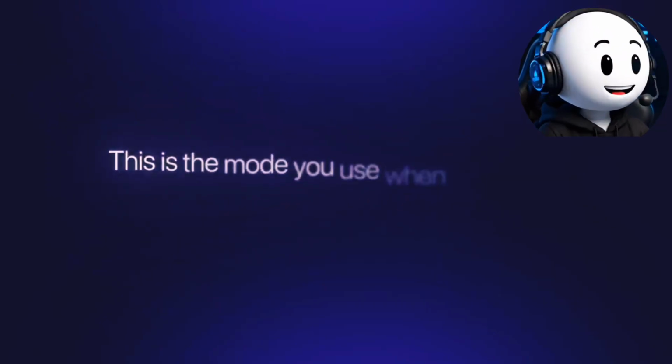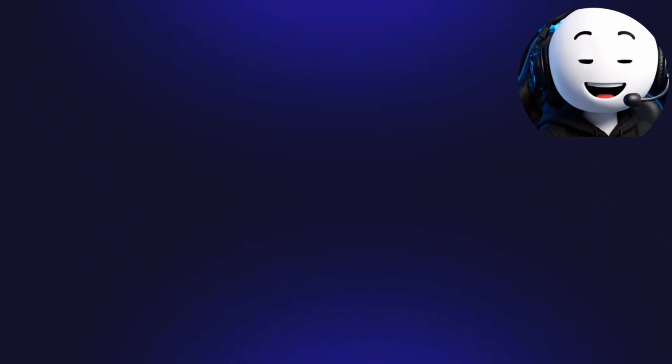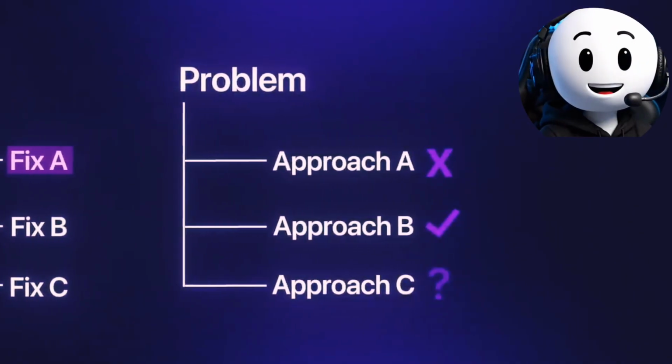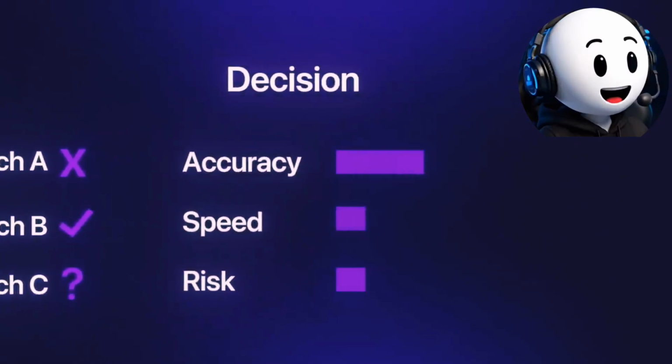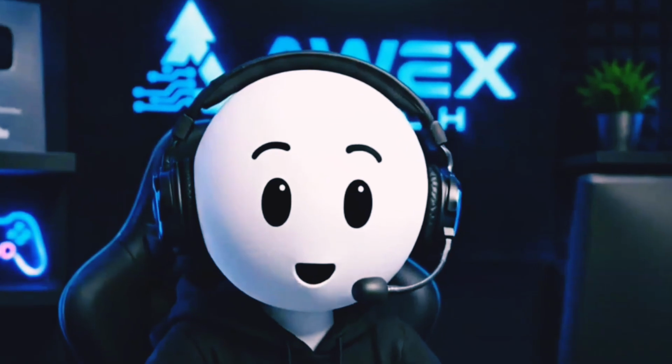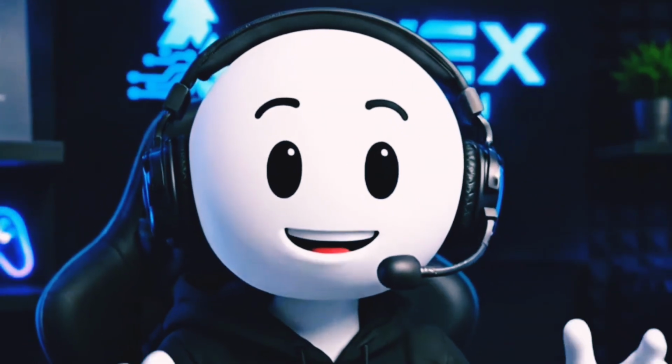This is the mode you use when accuracy matters more than speed. If you're debugging a complex issue, solving a technical problem where the first approach might not be the best one, or evaluating a decision with multiple trade-offs, DeepThink lets you see exactly how the model arrived at its answer, which means you can catch flawed reasoning before it becomes a flawed output.